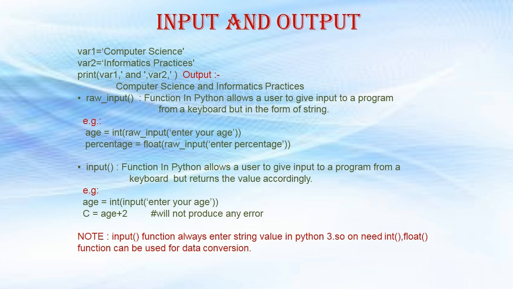Now see, var1 equals to "computer science", and computer science is written in quotes. Anything written in quotes is a string, and what a string is I will explain later. So var1 equals to computer science, which means that var1 will hold the value computer science, var2 will hold the value "informatics practices", and print var1 and print var2, which means that it will print var1. var1 is holding the value computer science, so it will print computer science. Whatever is written in quotes will be printed as it is, right?